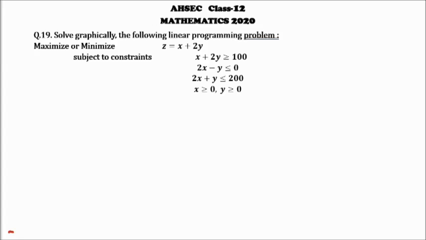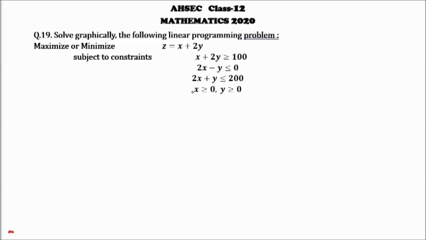So let us see question number 19 that was asked in 2020. It says solve graphically the following linear programming problem. So we have a linear programming problem like this. The question is maximize or minimize this z equal to x plus twice y subject to the constraints. We are given these constraints.